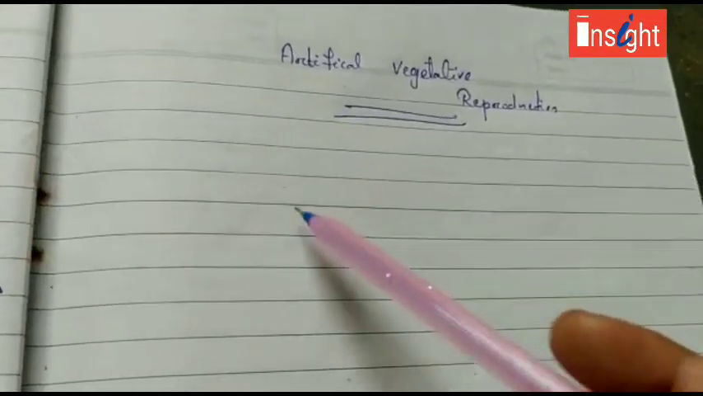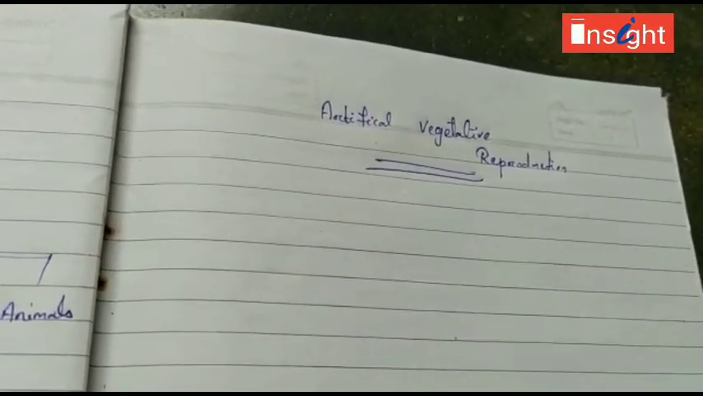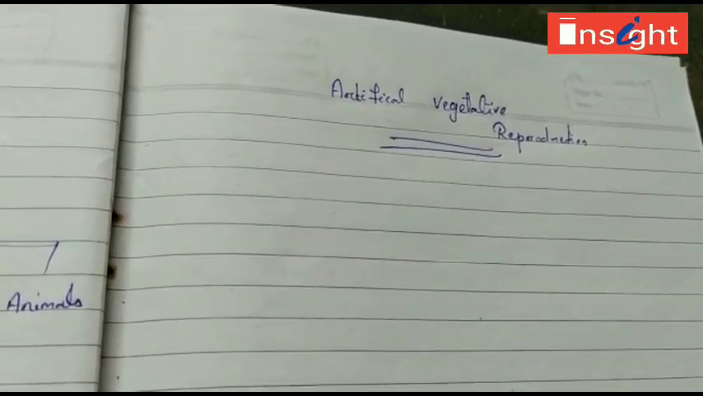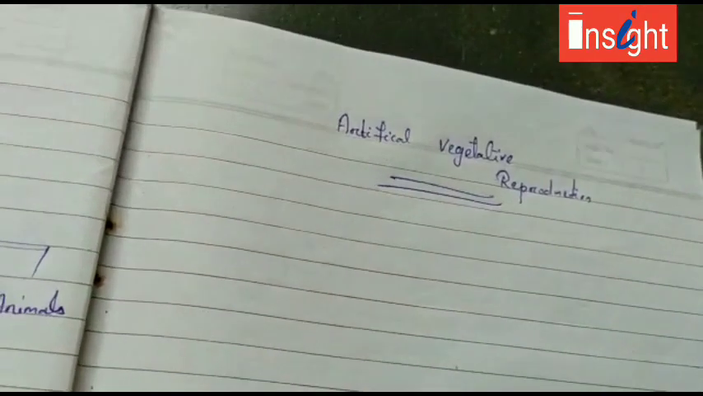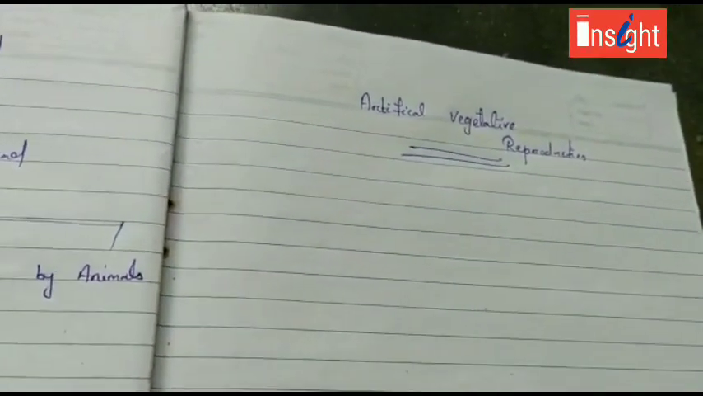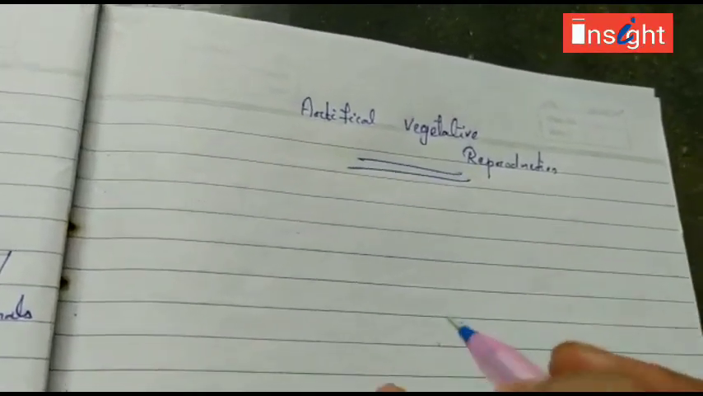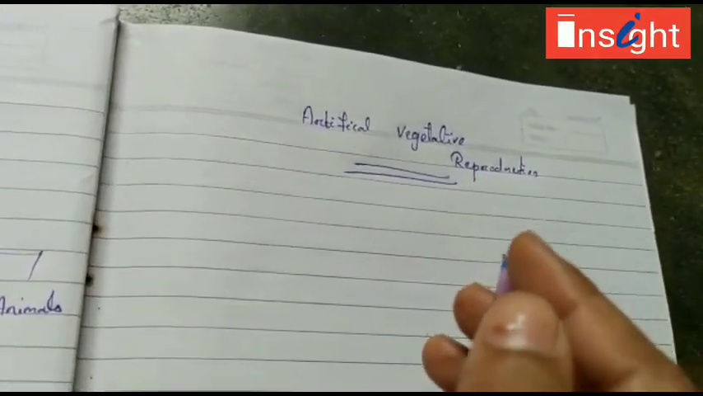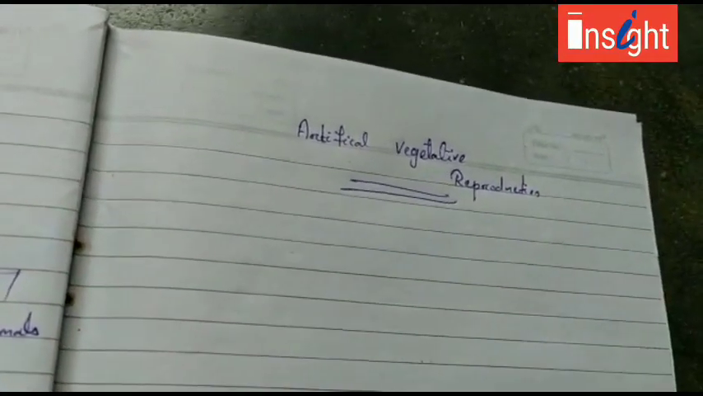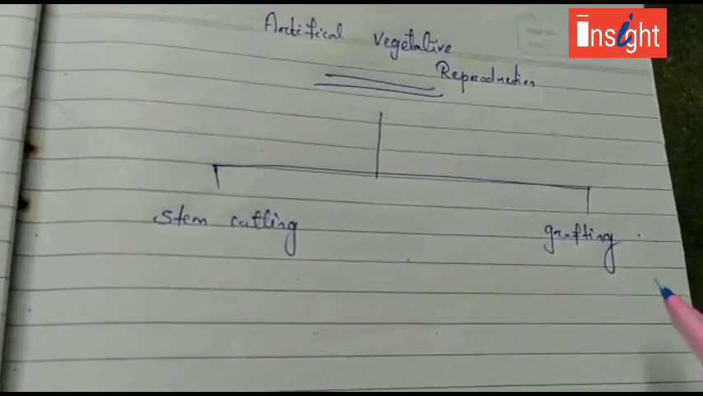Now comes artificial vegetative reproduction. Man has developed a few methods of artificial vegetative reproduction. Among them we will discuss only two methods: stem cutting and grafting.